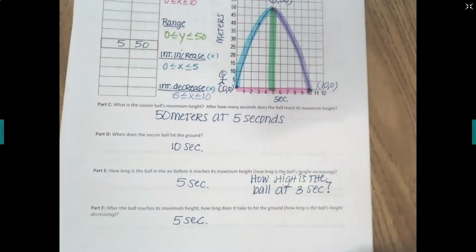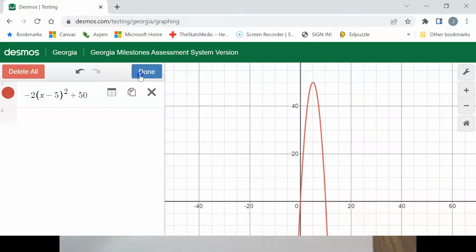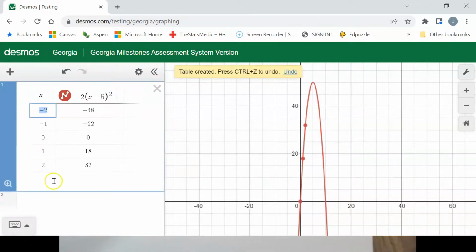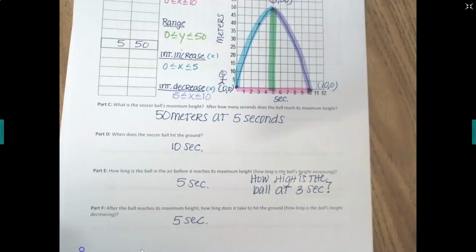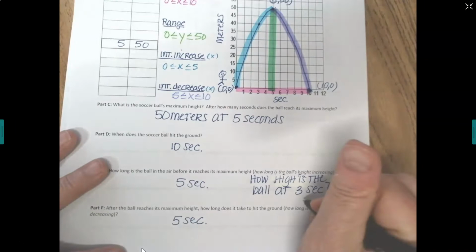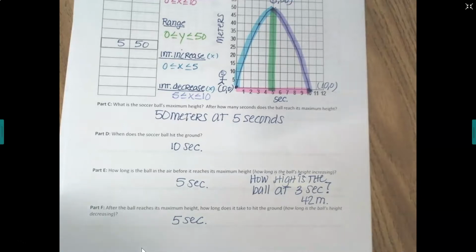Now remember, we didn't plot all these points, so I don't know that that spot is 100% accurate. So what we're going to do is we're going to have our Desmos that we've already got the equation into, and we're going to go, it says how high is the ball at 3 seconds? 3 seconds is an x value. So let us pull up our table of values and go look where x is 3. It's not on the list, but I'm going to click down here and type in 3. And it tells us the ball was at 42. Well, we know our y values are meters, so it would be at 42 meters. So at 3 seconds after the ball was kicked, the ball was 42 meters in the air.